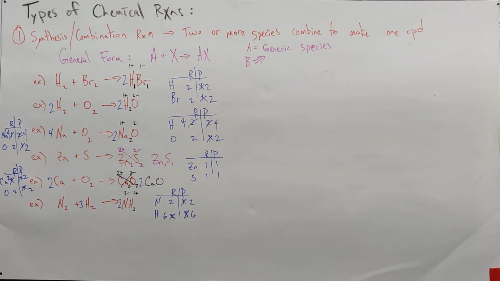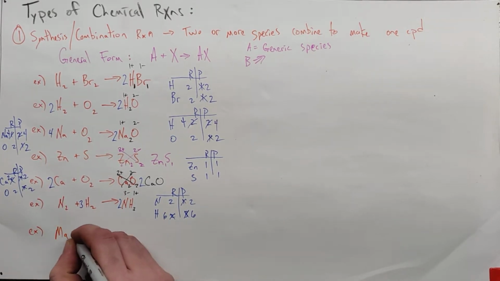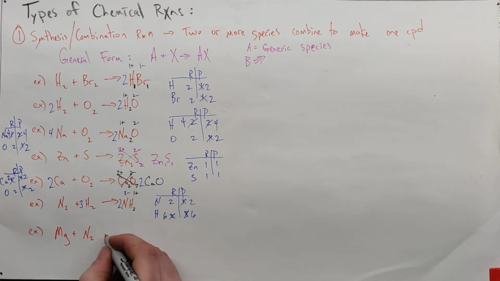The last simple synthesis example I want to look at is maybe magnesium and nitrogen. All right. Again, I think it's normal and important for you to say, well, I don't know what to do. Well, step 1, it's a synthesis reaction. It has to be because you only have 2 different elements.